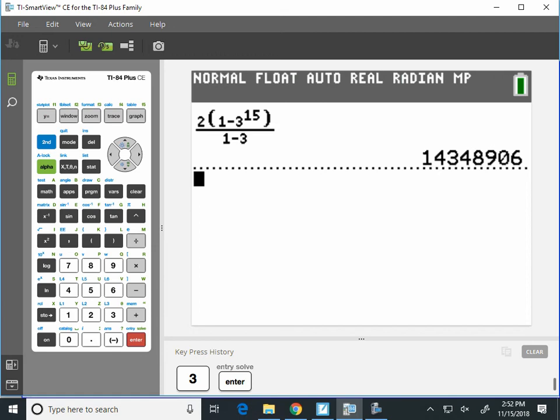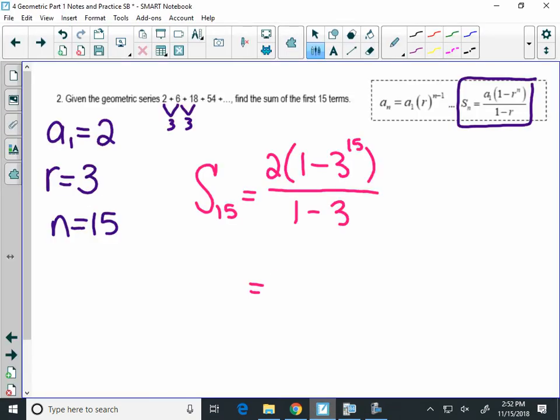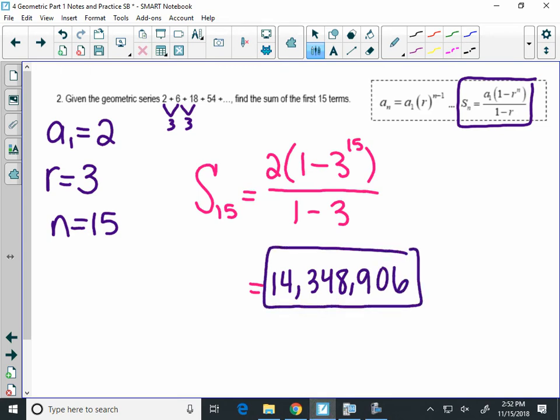When you hit enter, that should be your sum. This one's a whole number. So I have 14,348,906. Okay, so if I added up 2, 6, 18, 54, on and on for 15 terms, it'd be in the 14 millions. All right, we are almost done here.